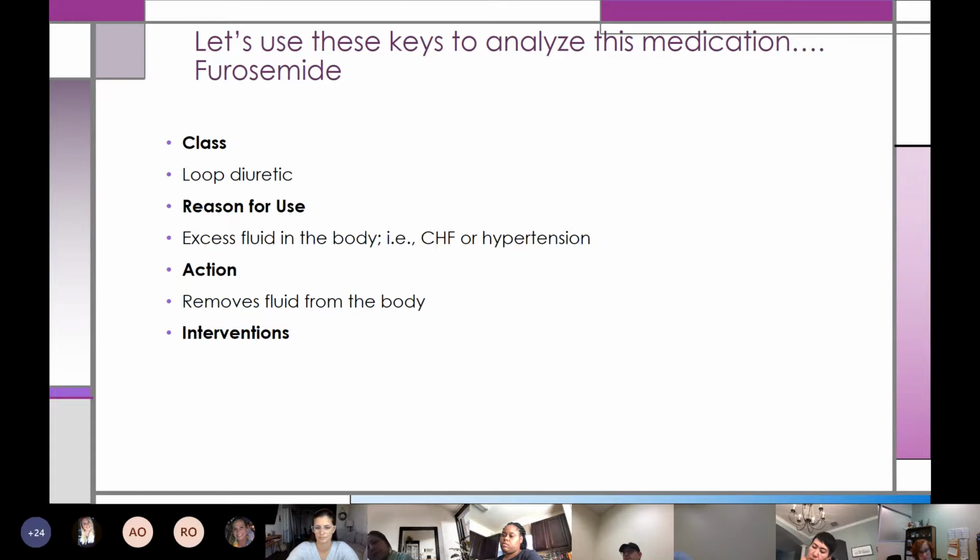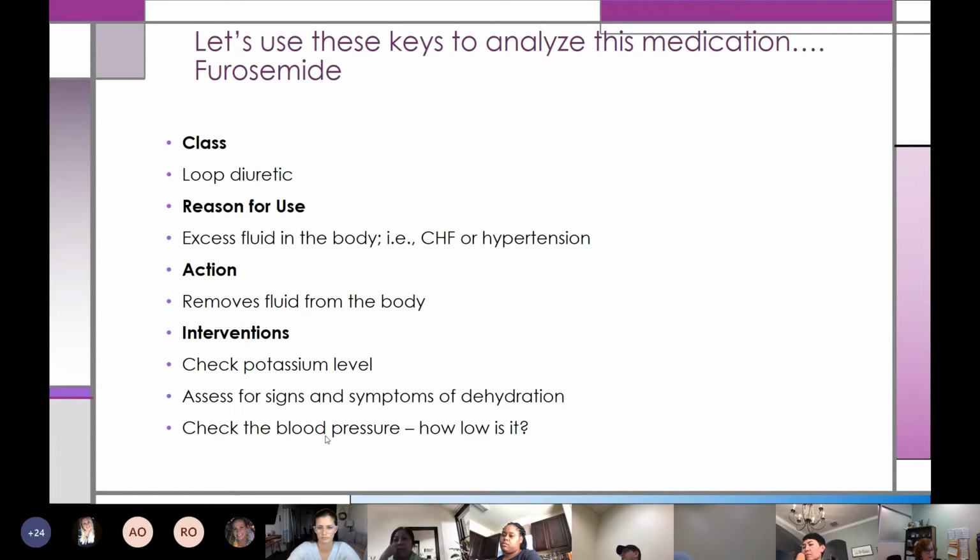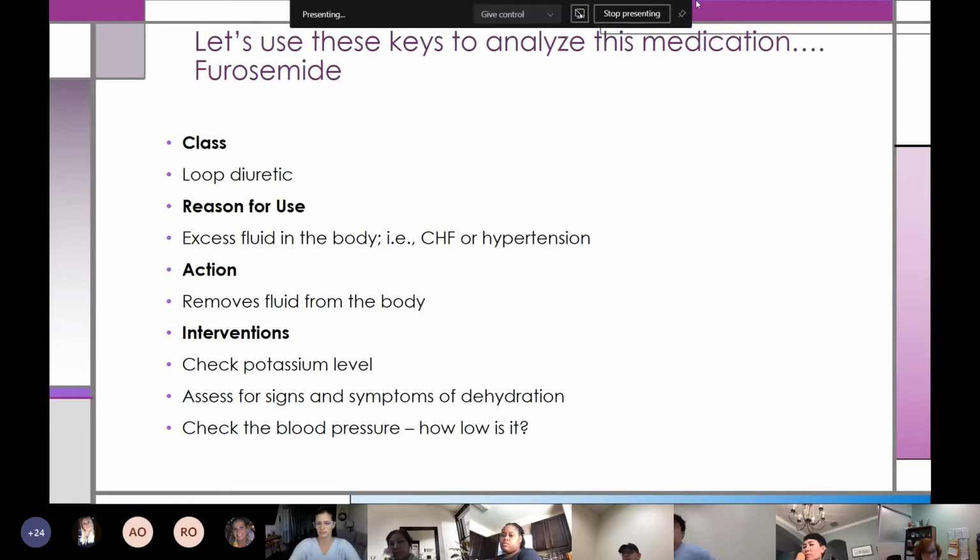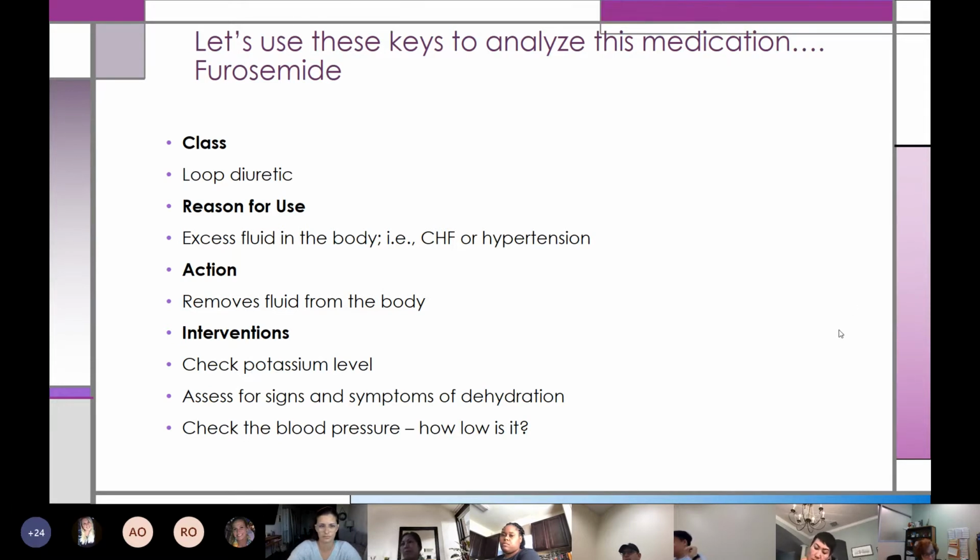There's another one that's really important. If your patient is on furosemide, yes, dehydration, you see that? So three interventions that you would immediately recognize, and this is only one sample. You can use this path for any of your meds. So these are the things that you'd want to look at.